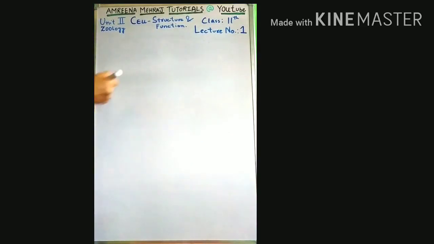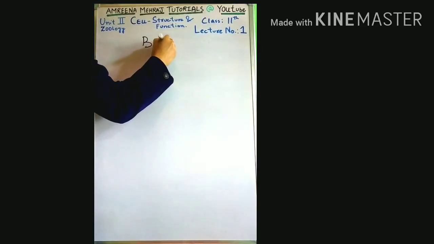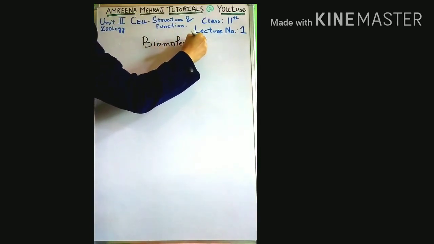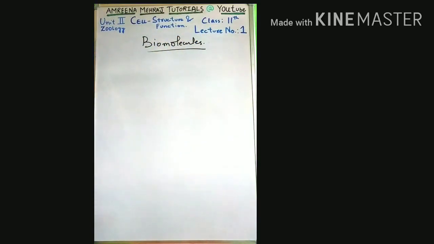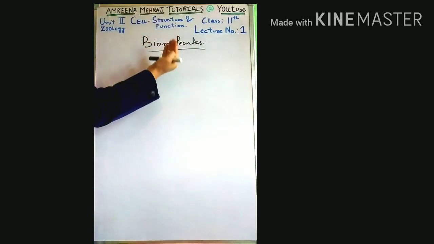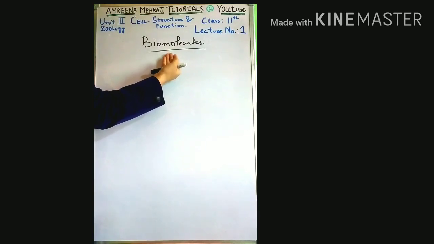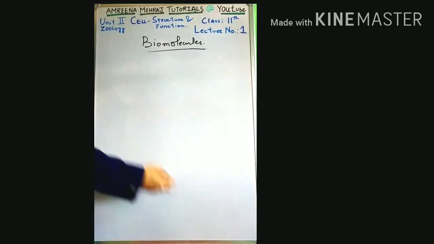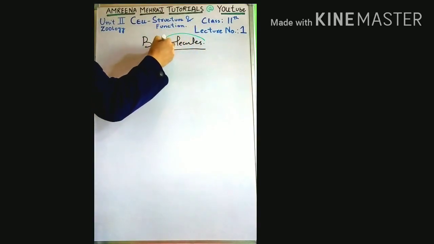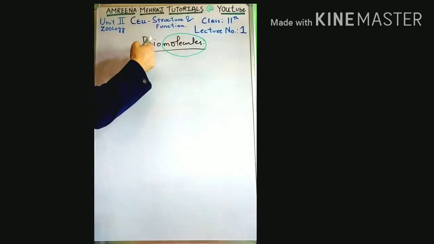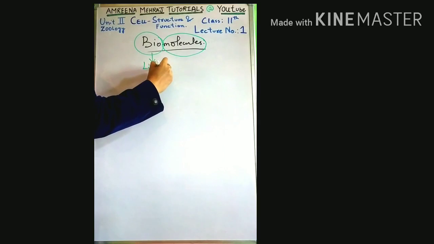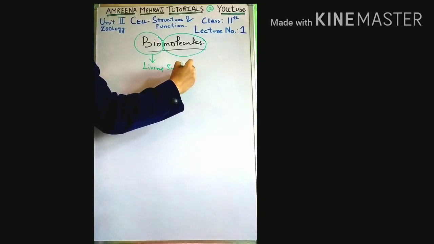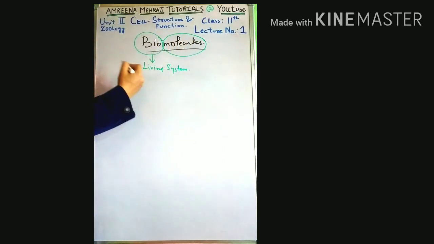Stage number 1 is biomolecules. Let us understand about these biomolecules in detail. To make it very simple for you people, it's very easy for you to get an idea about what biomolecules are. All the molecules which you will find in a living system. Bio indicates what? A living system. All the molecules which you will find in a living system.